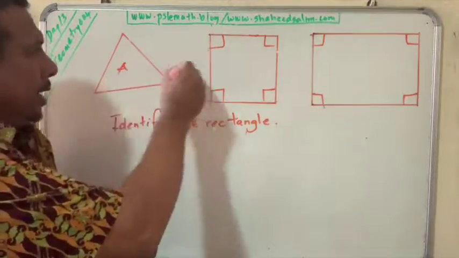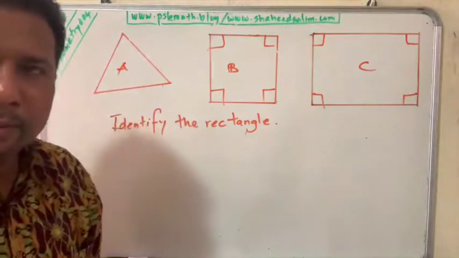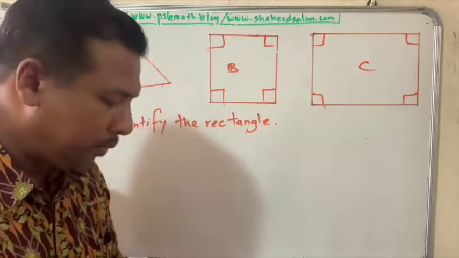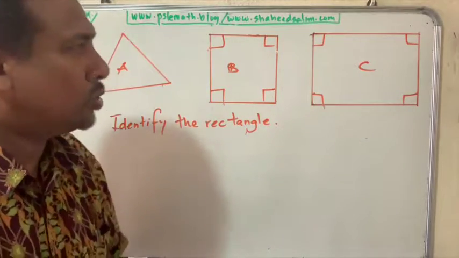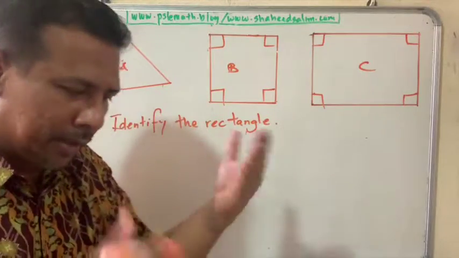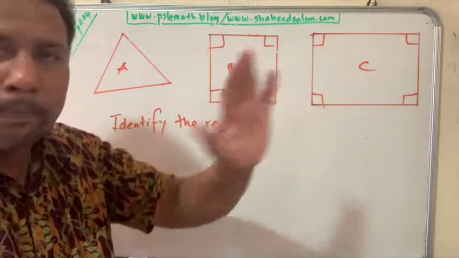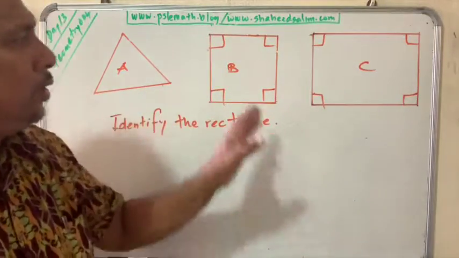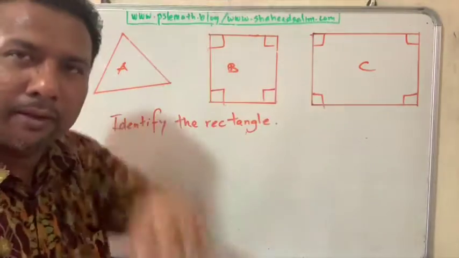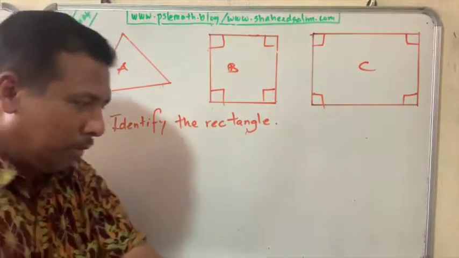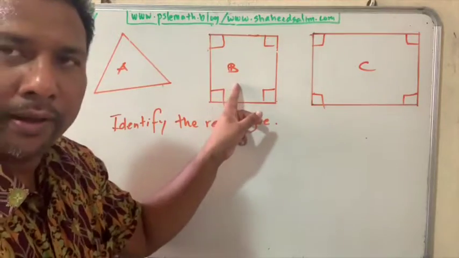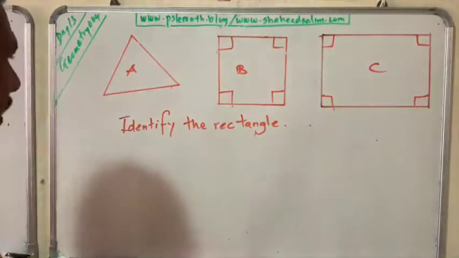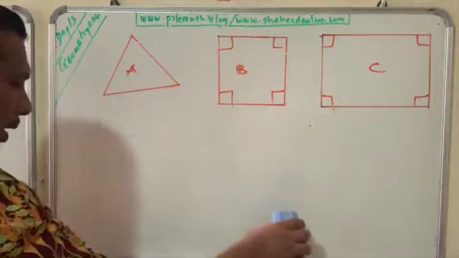Let's call this A, B, and C. But C is not the only rectangle. B is also a rectangle. Now, some of you will feel this is not true, because all throughout your life in primary school, you have seen posters showing rectangle, triangle, square, and you were told that this is a square and this is a rectangle. Now I'm going to prove to you that this B here is also a rectangle. Watch this, alright?